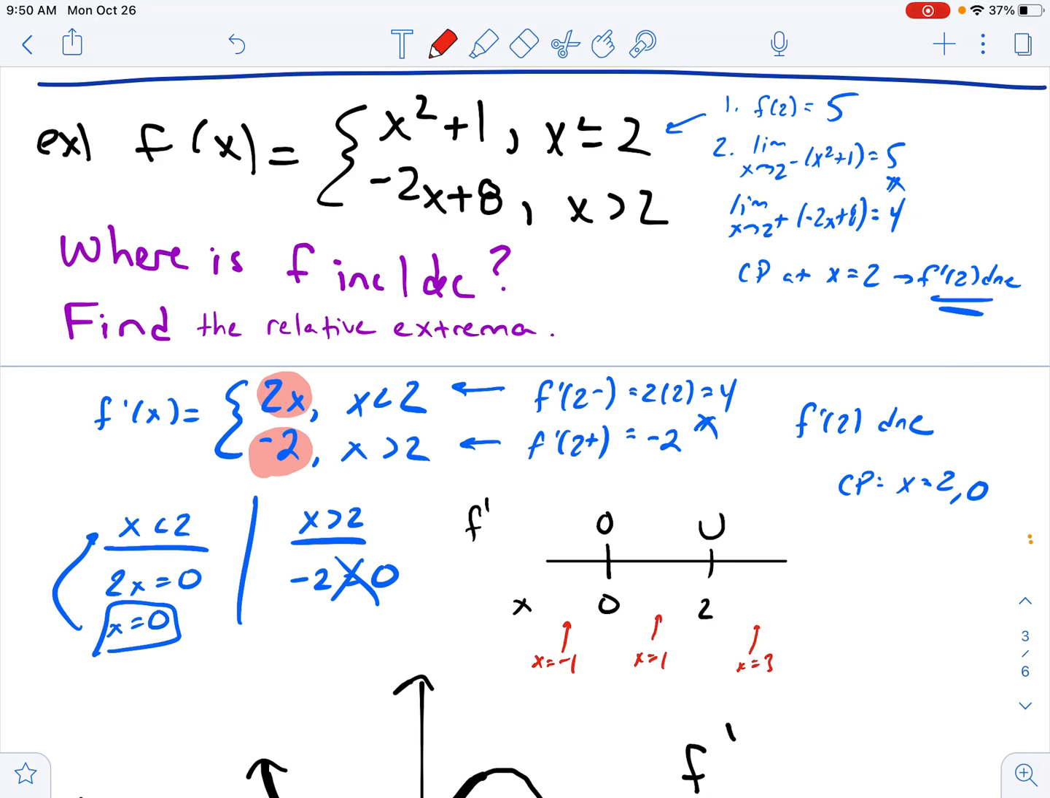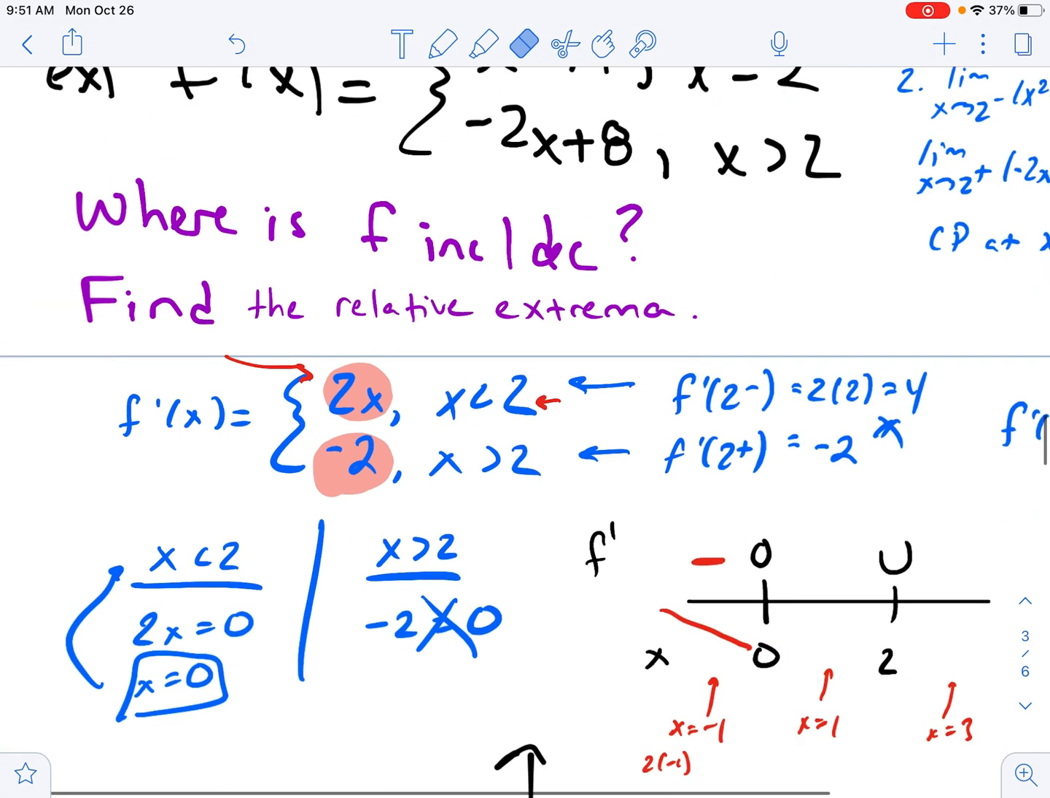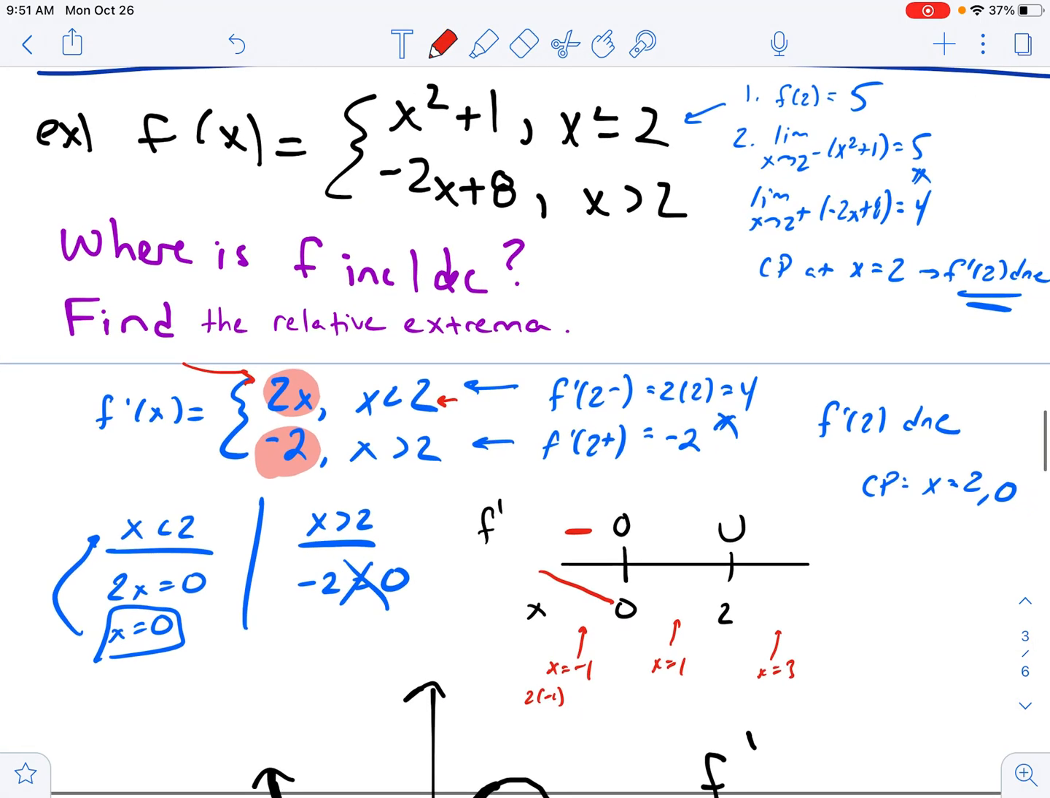So let's look at f prime. So again, f prime's a piecewise. F prime of negative 1. Well, that's less than 2, so I have to use the top piece. So 2 times negative 1 is negative 2. That's negative. That's all I really care about. F prime is negative. The function's decreasing. At x equals 1, well, that's also smaller than 2, so I'm still using the top piece. 2 times 1 comes back positive.